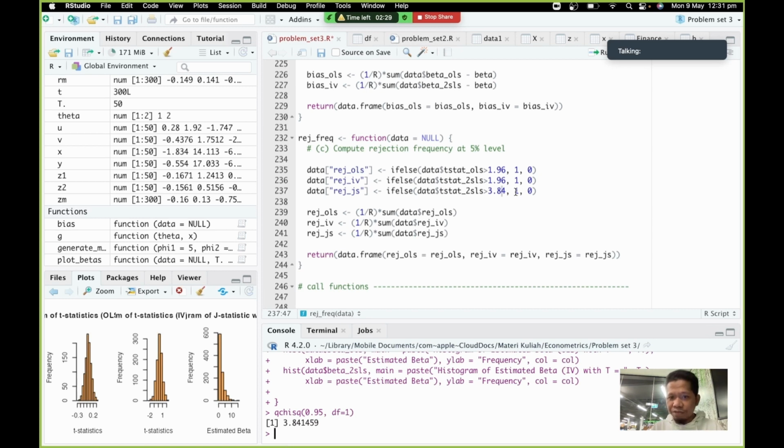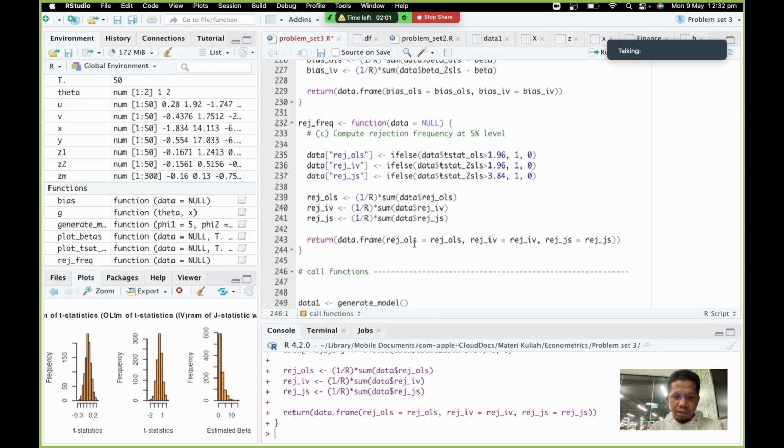And again, if it fulfills the criteria, we put 1, and if we don't fulfill the criteria, we put 0. And then later on, we can calculate the average of the rejection rate. So here, we have rejection for OLS. We have rejection rate for IV, and the last one, rejection for G start. And we provide all of them into a data frame, so we can call them at the same time. Let me call this, no error.